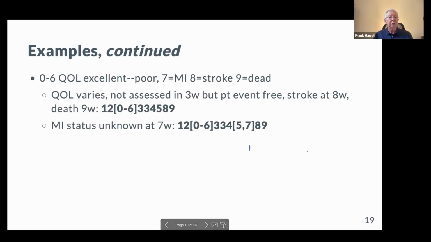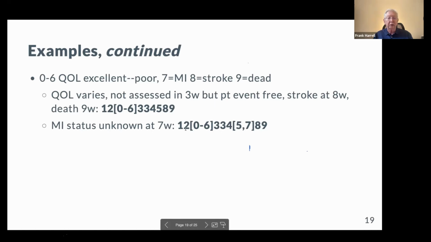And this is a more general case. You've got a 0 to 6 quality of life. You've got a heart attack, stroke, or death as clinical overrides. The quality of life varies, and it's not assessed on this patient in the 3rd week. But we know that in the 3rd week, the patient did not have an event. So they're not doing terrible. We just don't know the quality of life.